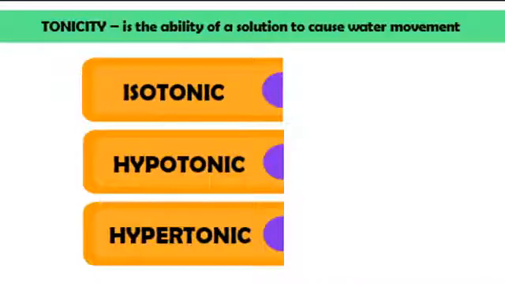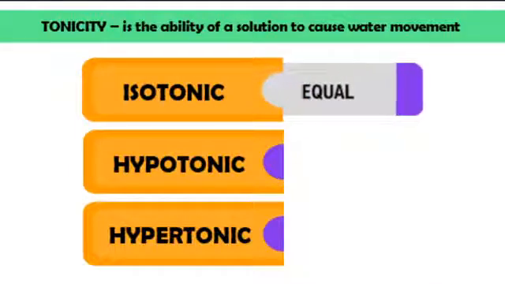In understanding osmosis, we have to understand the varying conditions that a cell may be placed into. So therefore, we have to consider tonicity, which is the ability of a solution to cause water movement. When we say isotonic, iso means equal. It is a condition in which solution concentration is the same on both sides of the semi-permeable membrane.